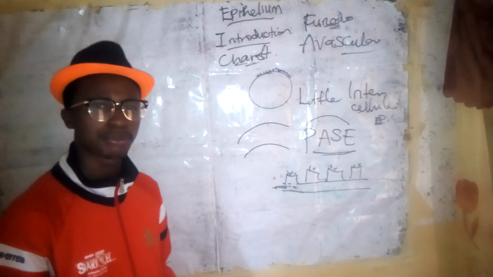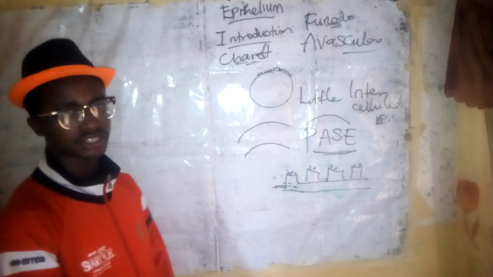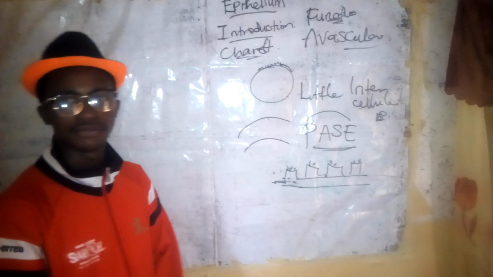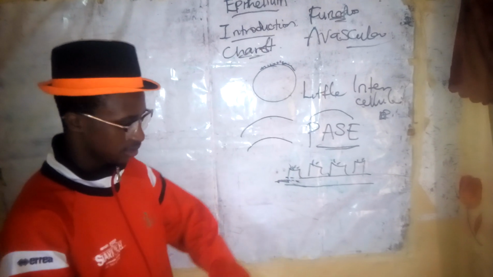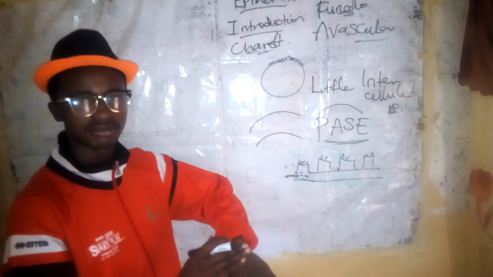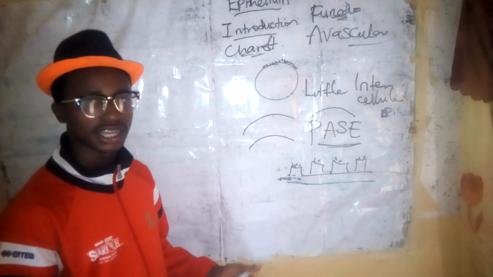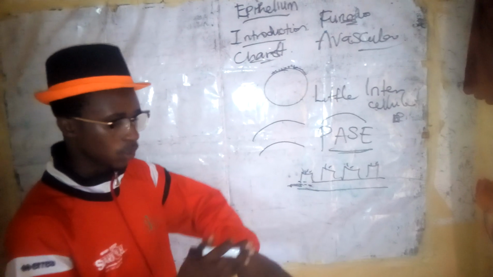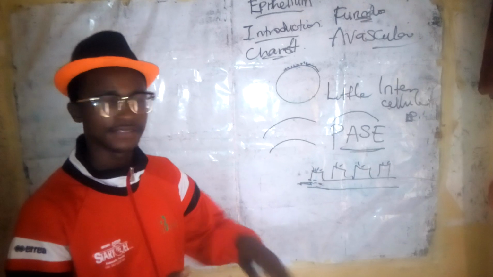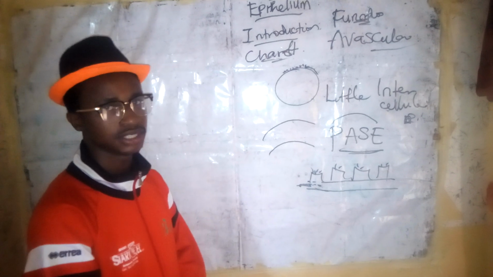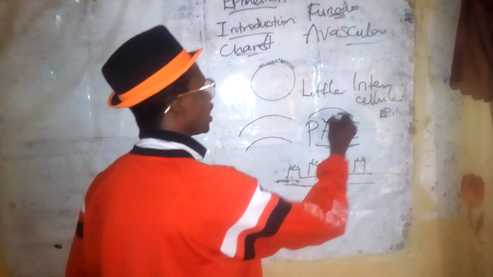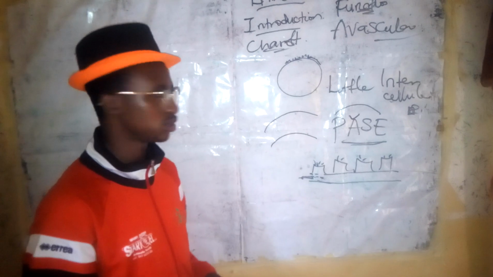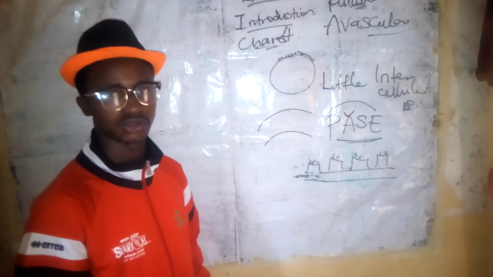So epithelium provides protection to some parts of the body. For example, the skin has a particular epithelium, which we are going to talk about later, which provides protection. When that epithelium is destroyed, infections can enter into the body. A means absorptive function.